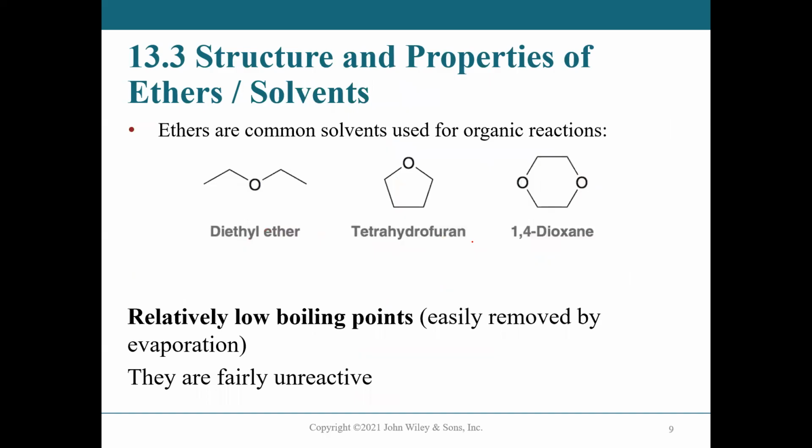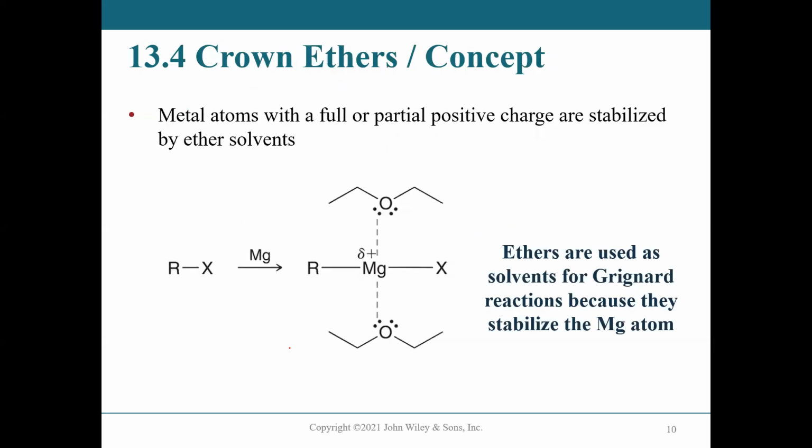So ethers are common solvents used for organic reactions. They have relatively low boiling points. Oftentimes they're nonpolar. They're easily removed by evaporation, and they are fairly unreactive. The metal atoms with full or partial positive charge are stabilized by ether solvents. Ethers are used as solvents for Grignard because they stabilize a magnesium atom. If there's a partial positive here, there's a partial negative here, and it can stabilize that.